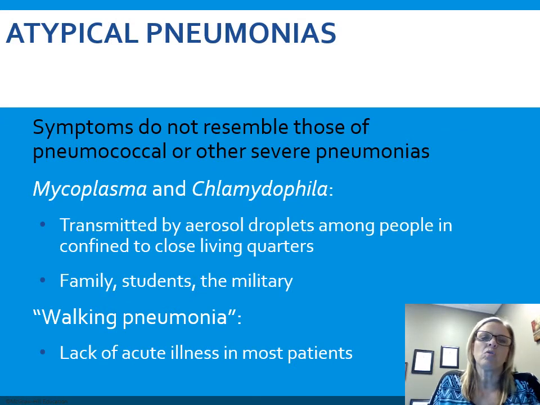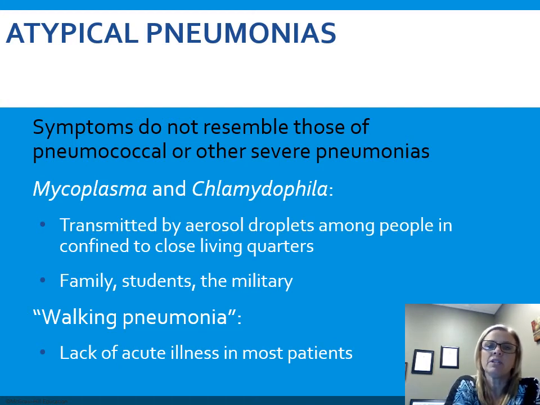Some atypical causes of pneumonia can be community acquired, like Mycoplasma pneumoniae and Chlamydia pneumoniae. These can cause the less severe form of pneumonia we call walking pneumonia. This is going to be transmitted via aerosol droplets among people living in close quarters, like the military, students, that type of thing. It's called walking pneumonia because usually people don't realize that they are sick. It just tends to hang on for a very long time.